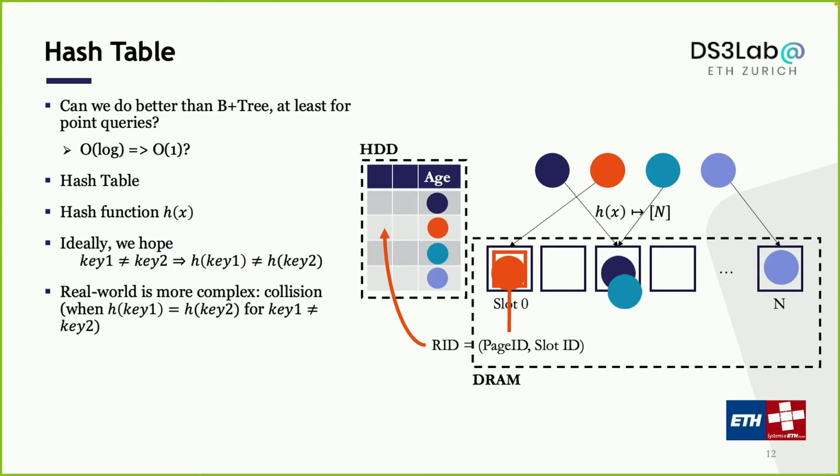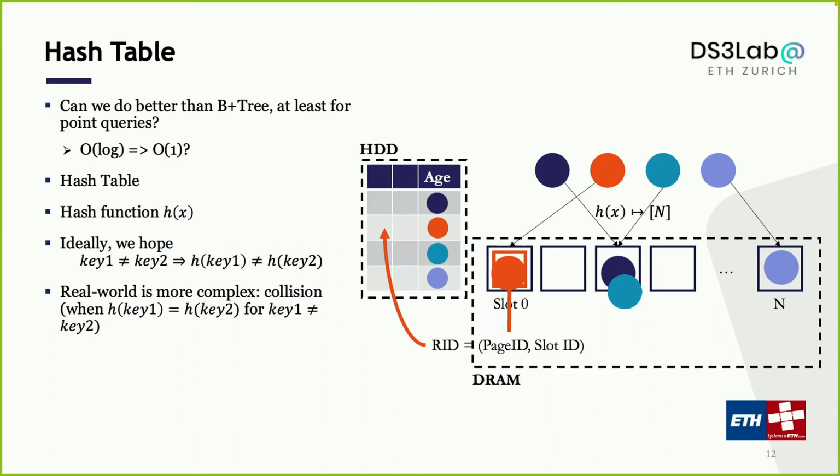Of course, in the real world, it's going to be more complex than this example. Sometimes you have collisions, where two different objects are hashed to the same slot, so you need to pay attention there. So this is the high-level idea of what we are trying to do.